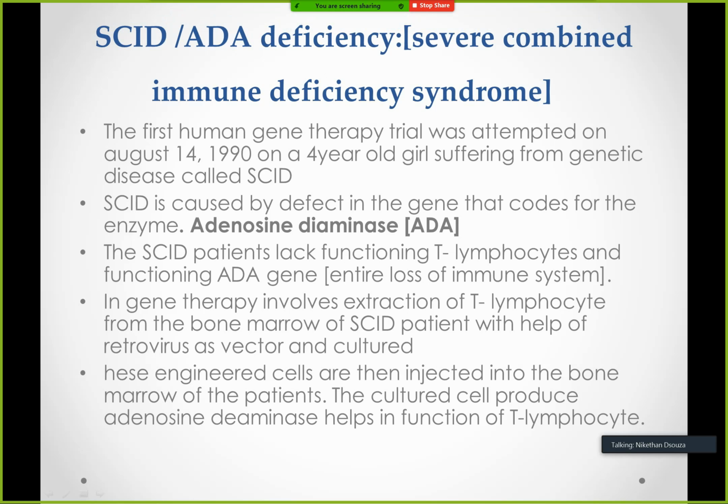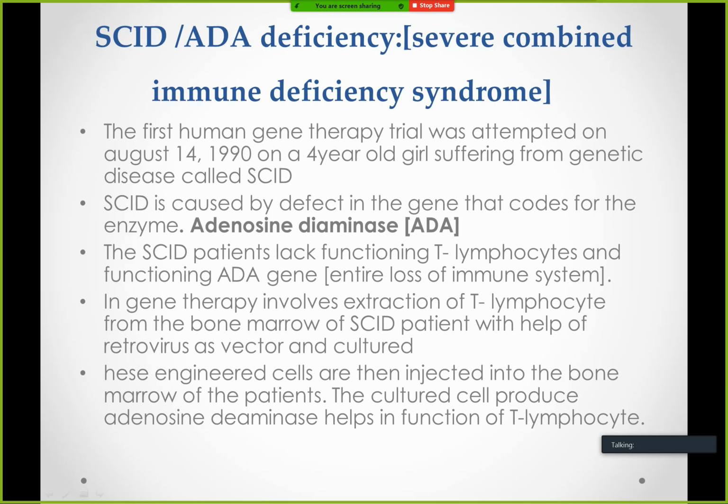With the help of an adenovirus, they puncture the bone marrow and get the bone marrow cells. The bone marrow cells which produce WBCs and RBCs also produce T lymphocytes. A T lymphocyte is a WBC. So those bone marrow cells are removed and injected with the healthy gene. This gene helps in producing the adenosine deaminase enzyme, and helps in the production of T lymphocytes.